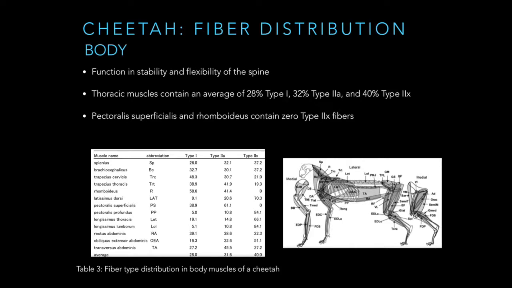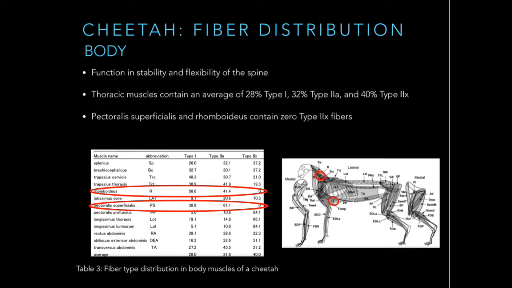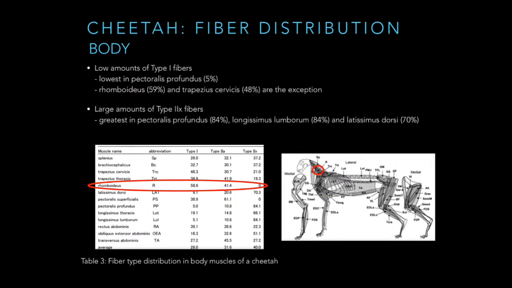Increased fast twitch fibers are found in the majority of the thoracic muscles, averaging 32% type 2A and 40% type 2X. Each type of fiber is present in each individual muscle with the exception of the pectoralis superficialis and rhomboideus, which contain only type 1 and type 2A fibers. With increased fast twitch fibers, there is a reduction in type 1.